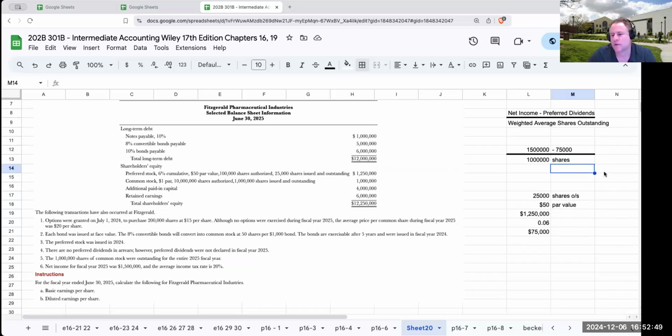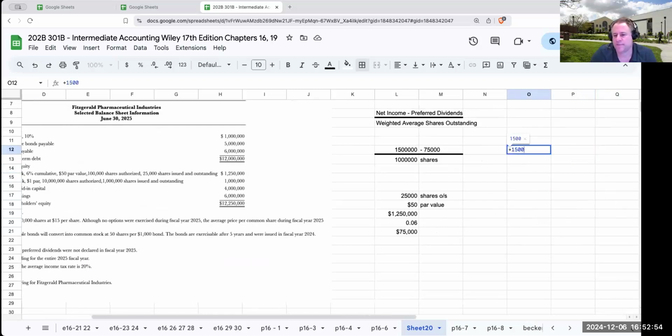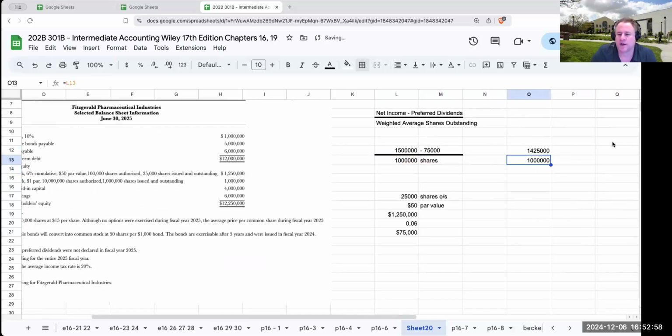Okay. So for this first one over here, this is going to be 1.5 million minus 75,000 divided by 1 million shares. So our basic earnings per share is going to be 1.425 or 1.43. So this is going to be our basic EPS for this particular question.